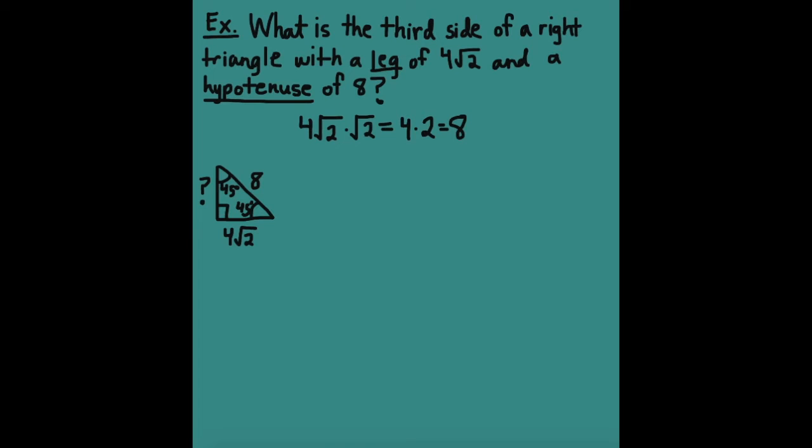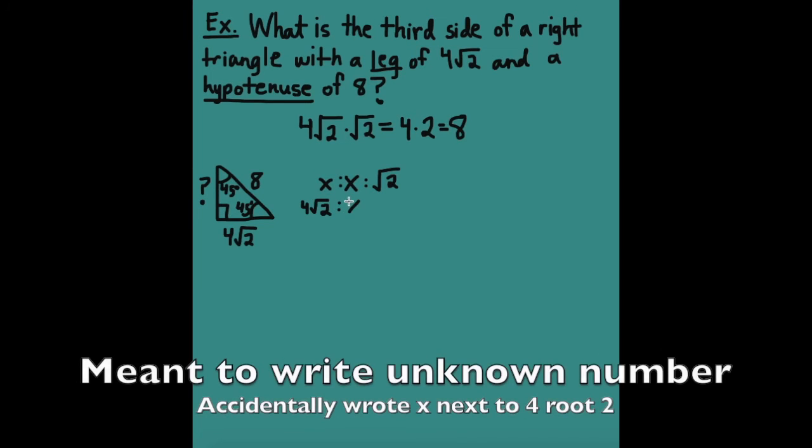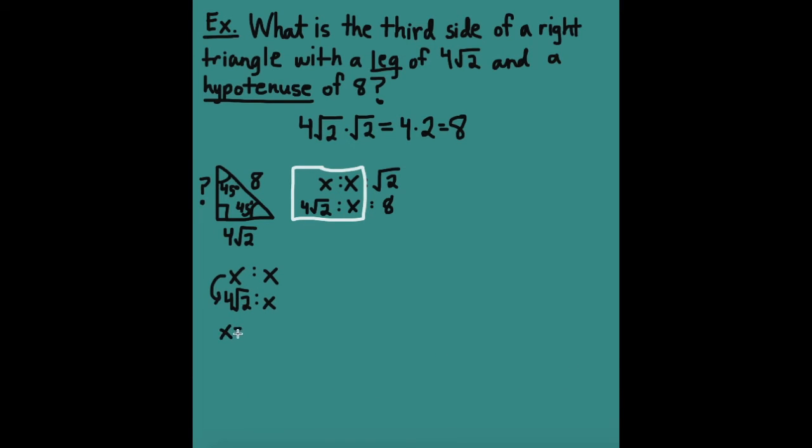The ratio for a 45, 45, 90 triangle is x to x to x root 2. The ratio for this problem is 4 root 2 to some unknown number to 8. We will look at the two legs, x to x and 4 root 2 to x. Since x equals 4 root 2, the other leg equals 4 root 2. We know in a 45, 45, 90 triangle that the legs of the triangle are the same. Therefore, the missing leg is 4 root 2. The answer is 4 root 2.